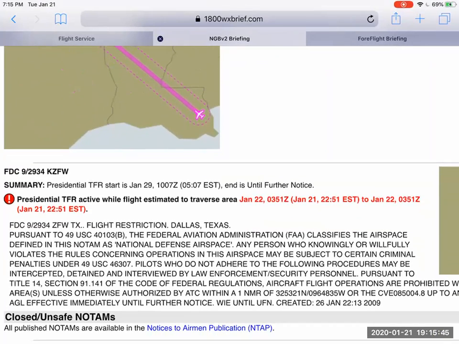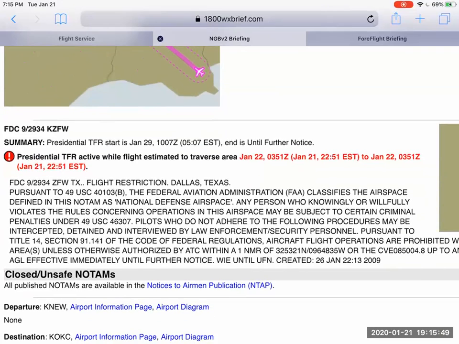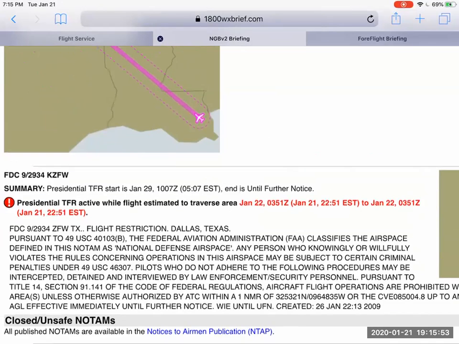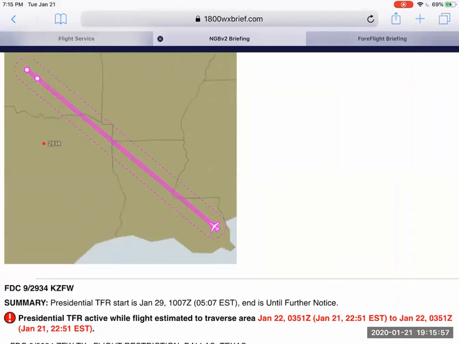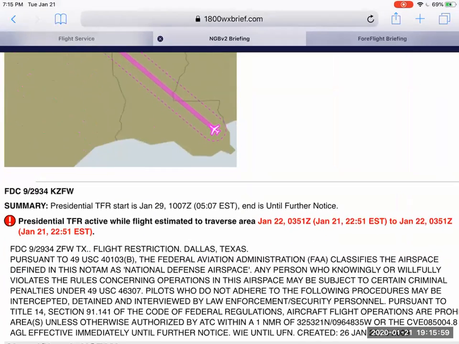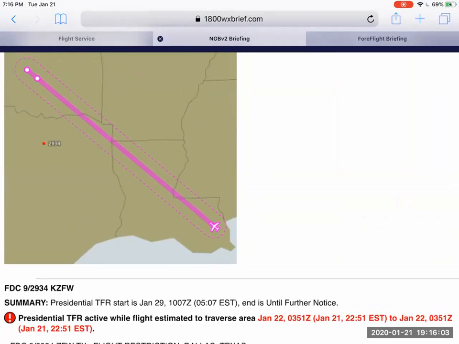So you can see that not only do we see it graphically, but we also see the textual TFR there as well. Now, is it satisfactory to just see the graphical depiction and therefore not need to read the text? It depends. The fact that this is so far out of the way, it wouldn't be an issue. But we also have a possible alternate diverting to the south where that suddenly could become an issue.